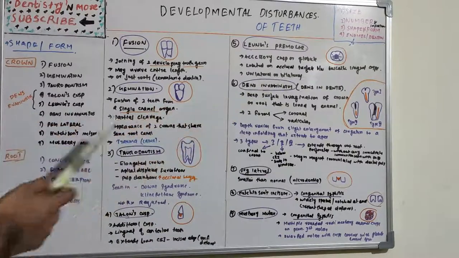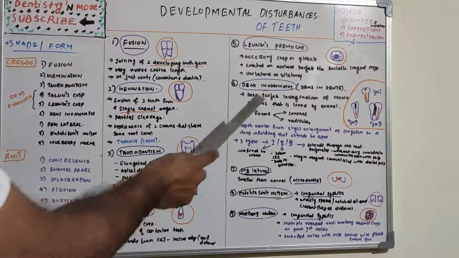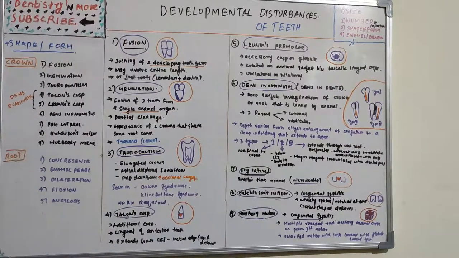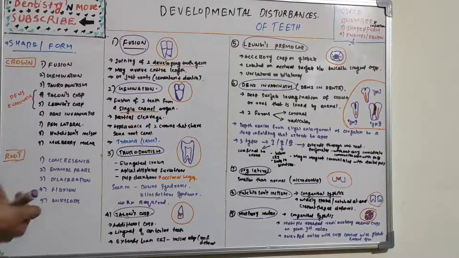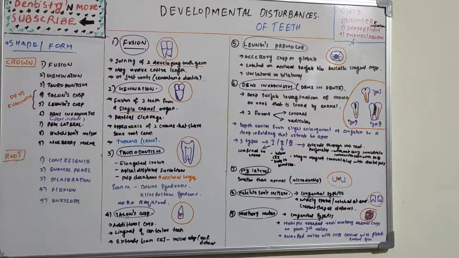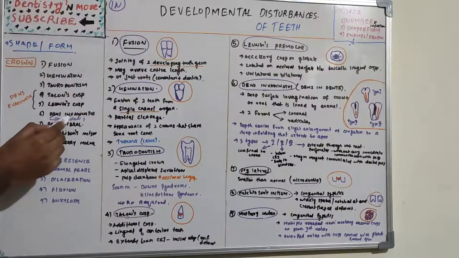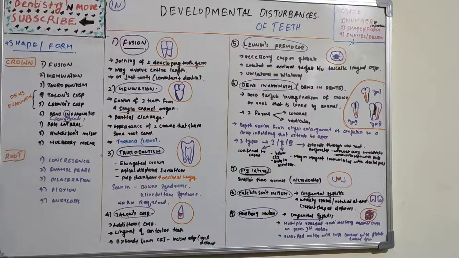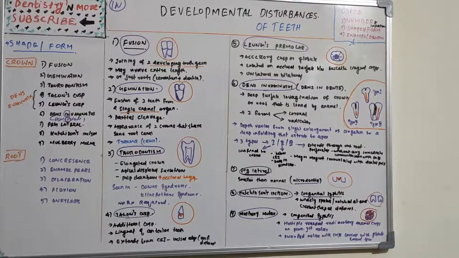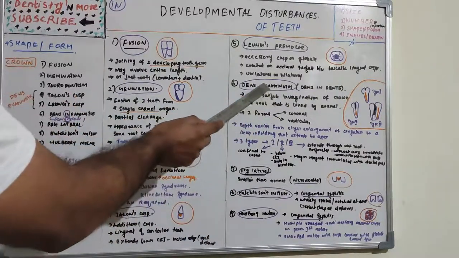This is a commonly asked question. For dens evaginatus, you can write Talon's cusp and Leung's cusp or Leung's premolar. And the next one is dens invaginatus or dens indent. We always get confused between dens evaginatus and dens invaginatus. Dens invaginatus and dens indent both have IN, so that is how you can remember. You don't write dens indent for dens evaginatus. You might know the answer, but writing the proper answer is what will fetch you marks. So type 1, type 2, type 3, dens invaginatus or dens indent.